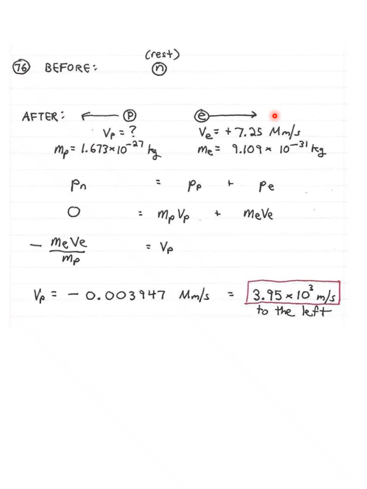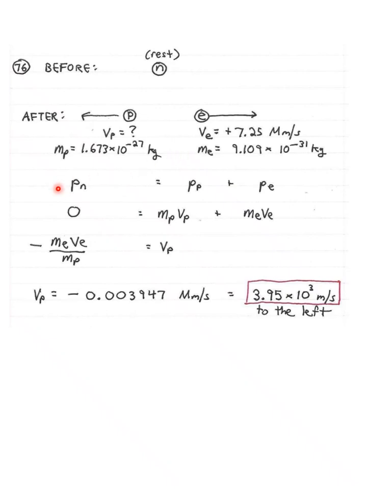7.25 megameters per second. Velocity of the proton is what we want to find out. You can look up in the front flap of the book what the mass of a proton and electron are, but there they are to 4 significant figures. Let's do conservation of momentum.